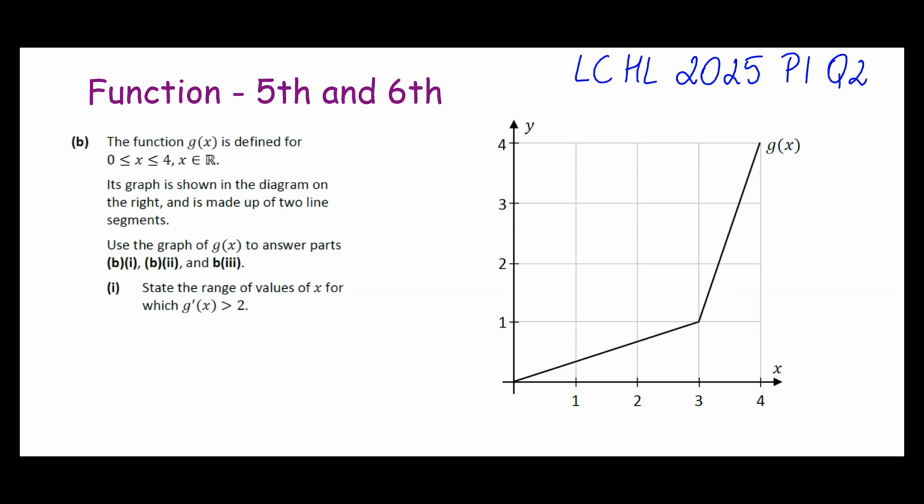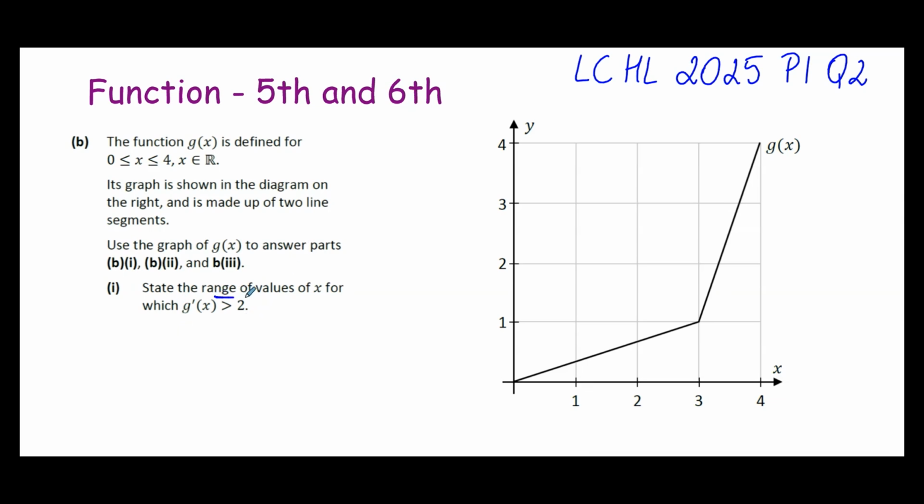The function g is defined for x between 0 and 4, and we can see that from 0 to 4. Its graph is shown in the diagram on the right and is made up of two line segments. We can see a straight line, a straight line. Use the graph of g to answer parts B1, 2, and 3. And like I'm saying, the first part is for 6th year.